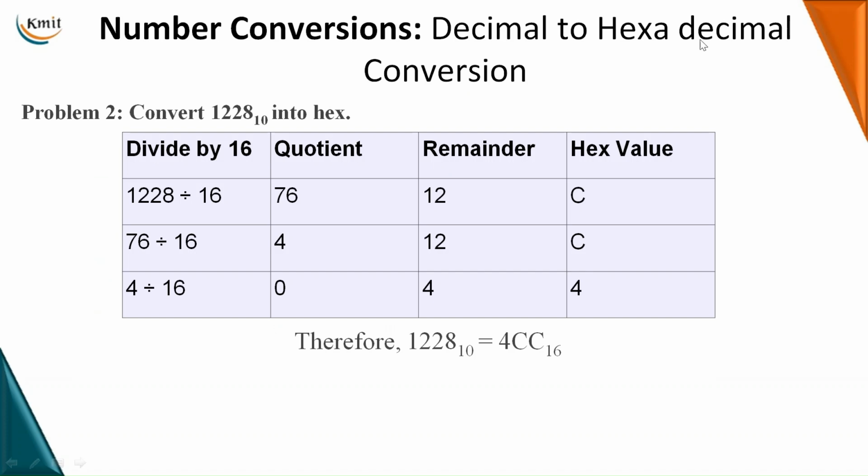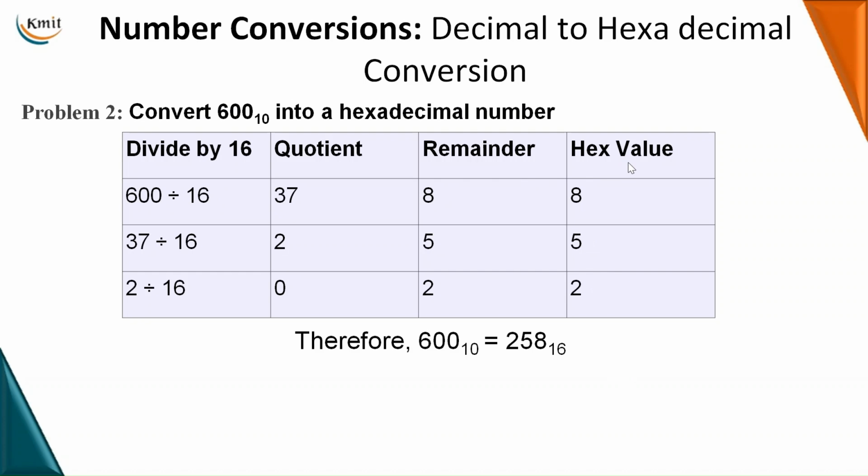Next, decimal to hexadecimal conversion. You have to divide by 16. 76 is the quotient, 12 is my remainder. Again, divide this 76 by 16. 4 is the quotient, 12 is the remainder. Divide this 4 by 16: quotient 0, and 4 is your remainder. So 12 in terms of hexadecimal equivalent is C. So the result is 4CC to the base 16. This is how you convert a decimal to hexadecimal. This is one more example.